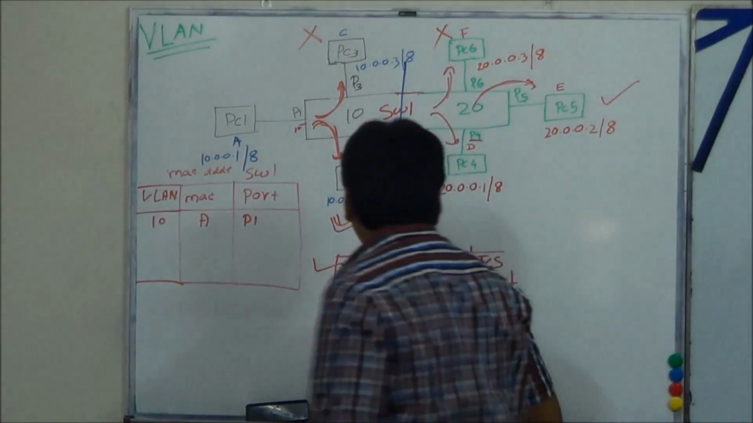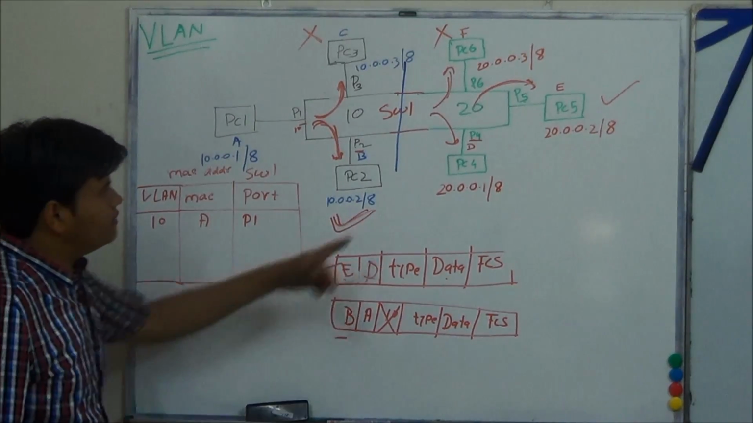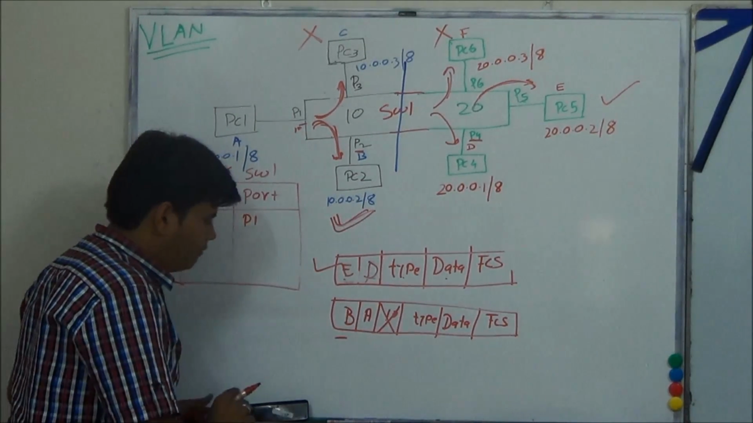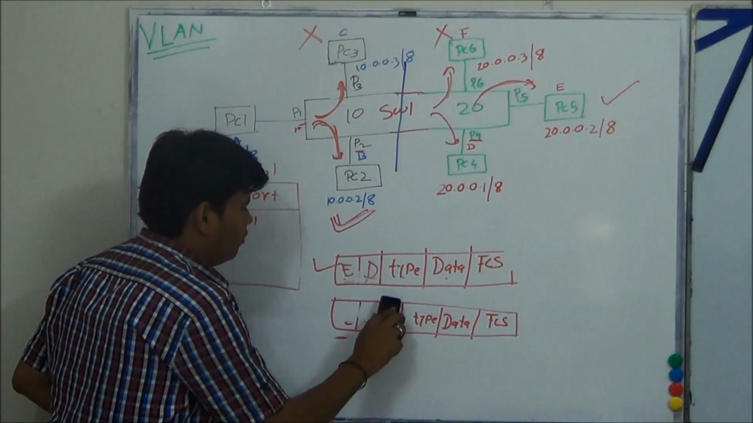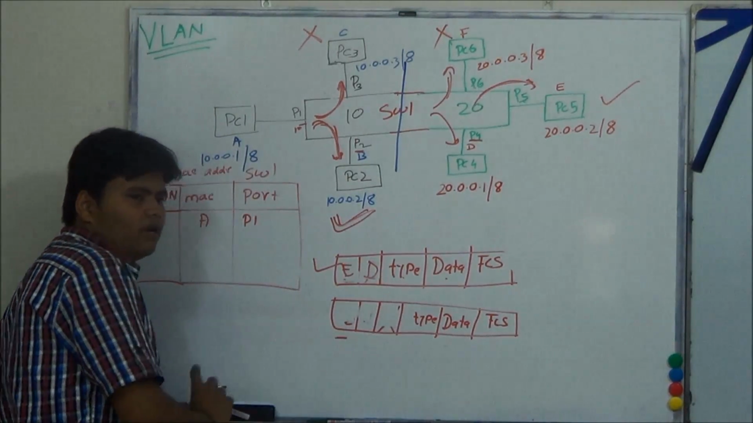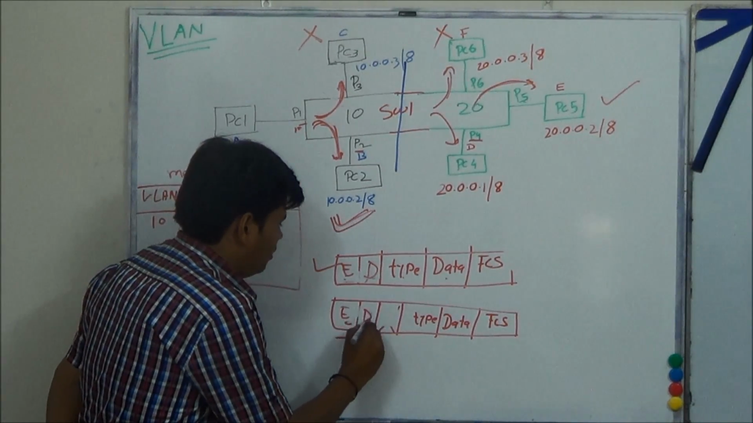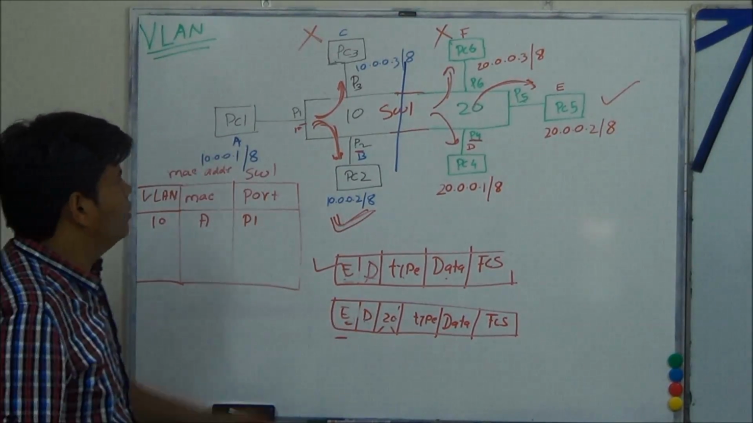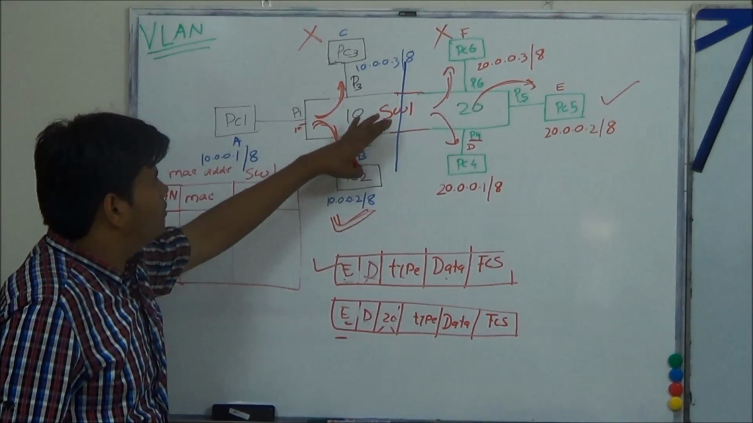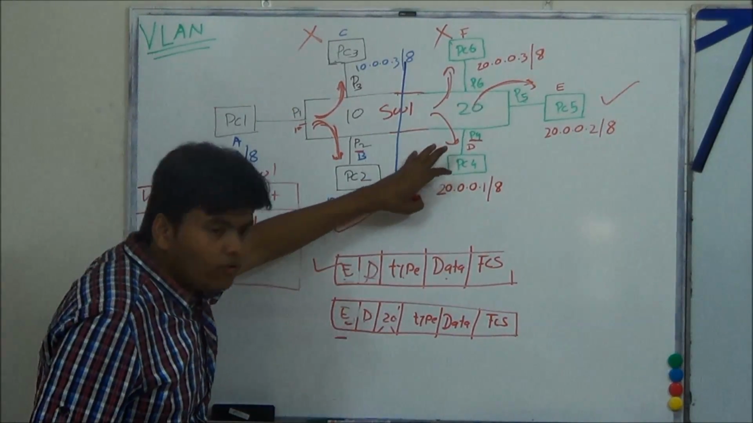Now it will add the VLAN tag because this is an access port. It will add VLAN tag 20, because port P4 is in VLAN 20. We configured that port in VLAN 20. So the frame is now E, D, 20, type, data and FCS. Now switch 1 will receive that frame at port P4.